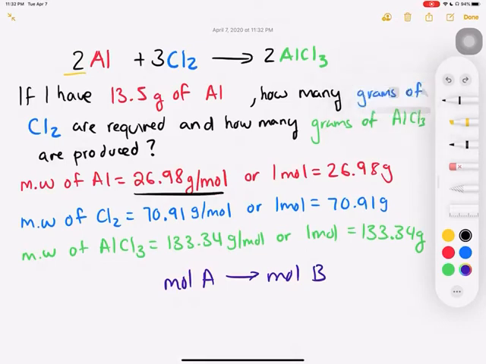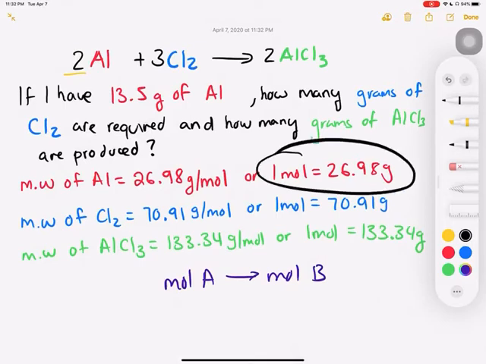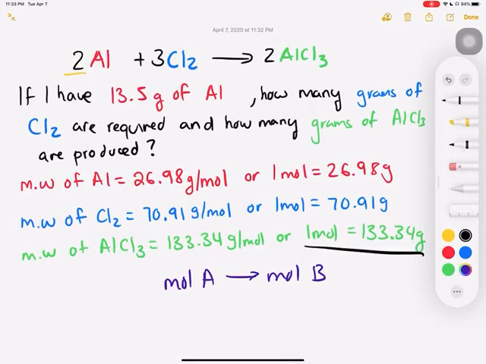Once you Google molecular weight of aluminum, 26.98 is going to be the number that pops up. And you do the same for the other chemicals. The molecular weight of chlorine gas is 70.91, and the molecular weight of aluminum trichloride is going to be 133.34. So those numbers come from Google. And what do those numbers mean in terms of the stoichiometry? It means that 1 mole of aluminum has a weight of 26.98 grams. 1 mole of chlorine gas has a weight of 70.91 grams, and 1 mole of aluminum trichloride has a weight of 133.34 grams. So this is what it means.